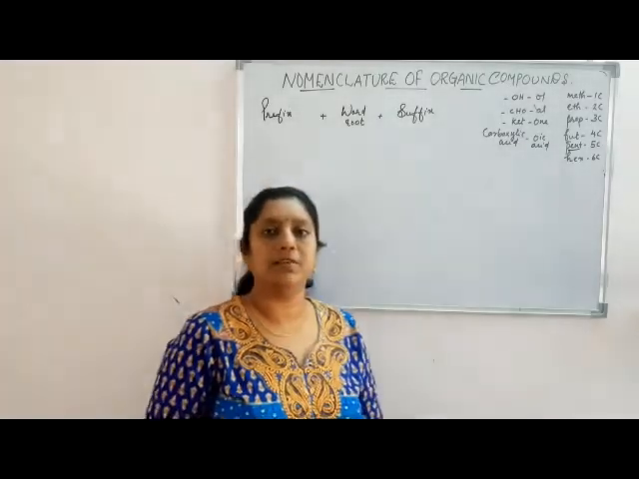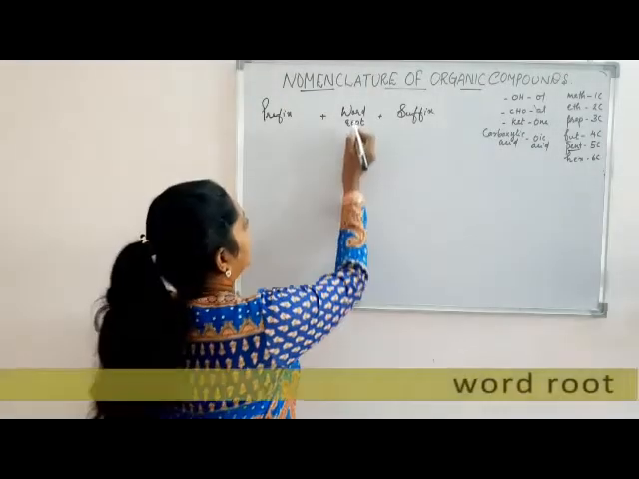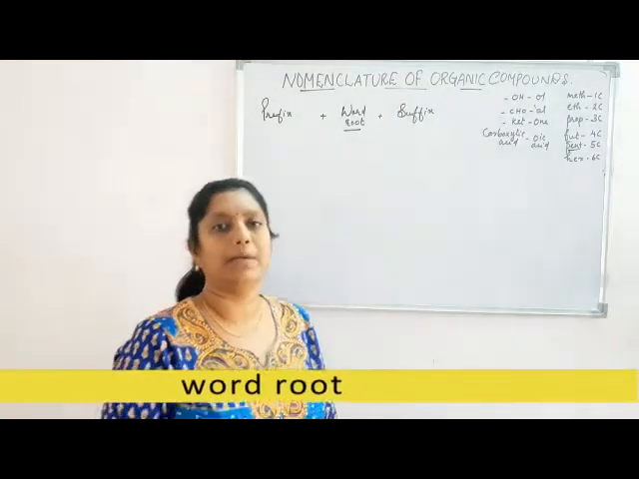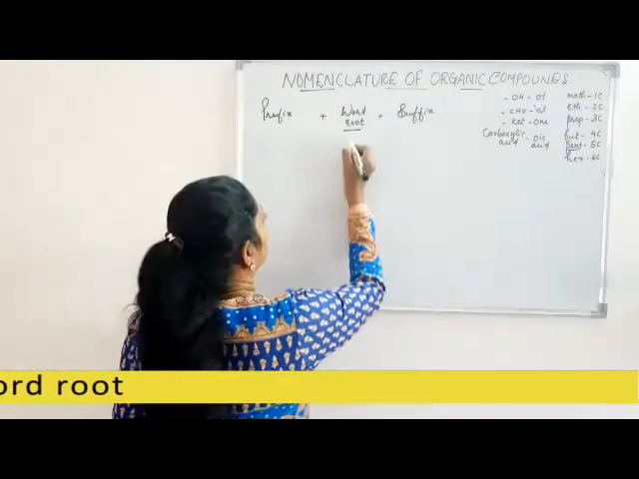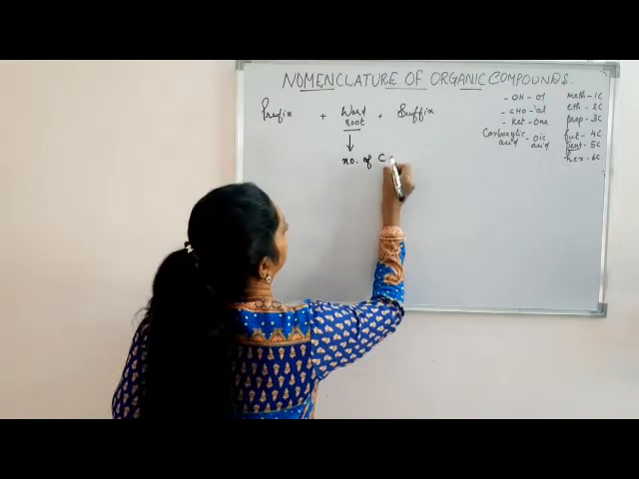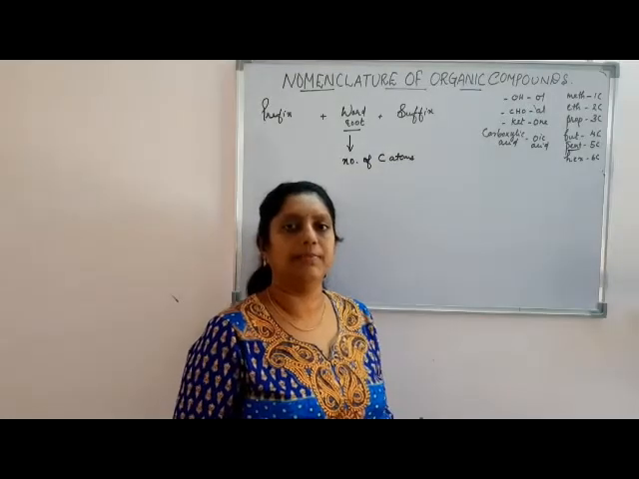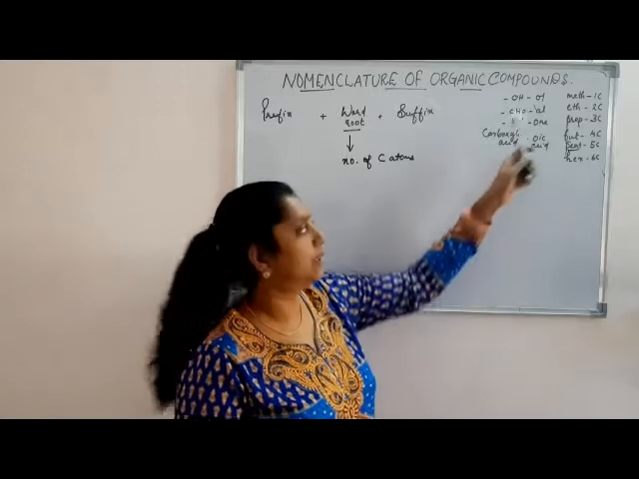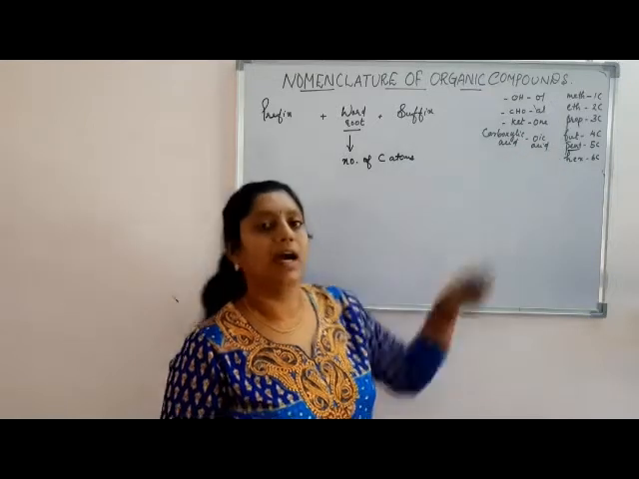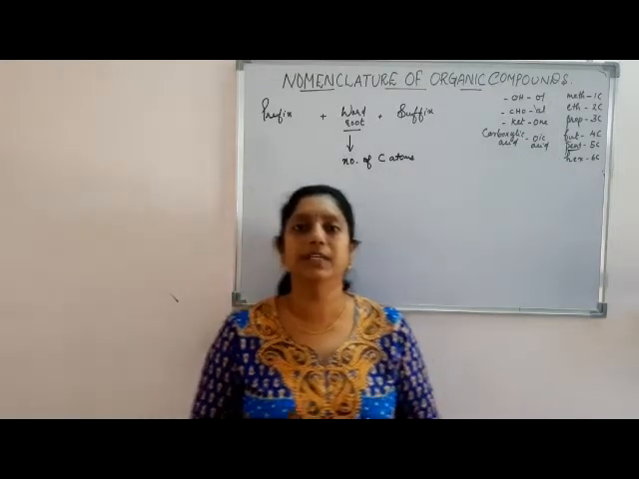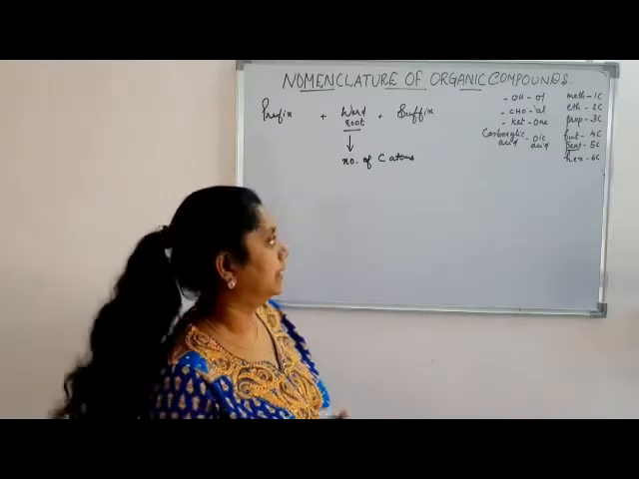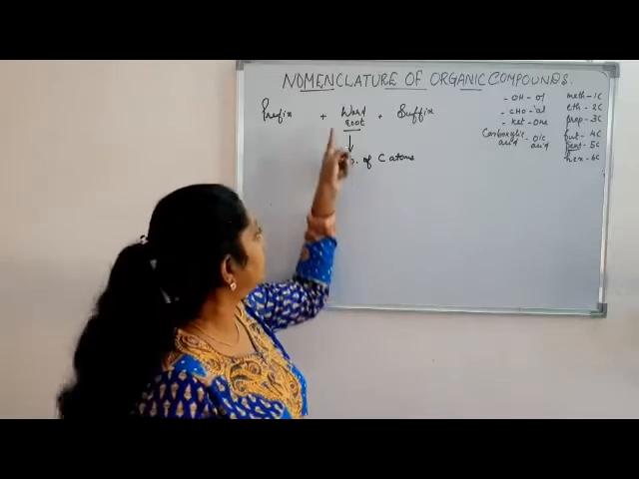The most important thing while naming an organic compound is finding out its word root. What is a word root? Word root indicates the number of carbon atoms present in the compound. We know that if there is one carbon atom, we use the word root meth. If there are two carbon atoms, we use the word root eth. If there are three carbon atoms, we use prop. For four carbon atoms, but, for five carbon atoms, pent, and like that. So this is the word root.